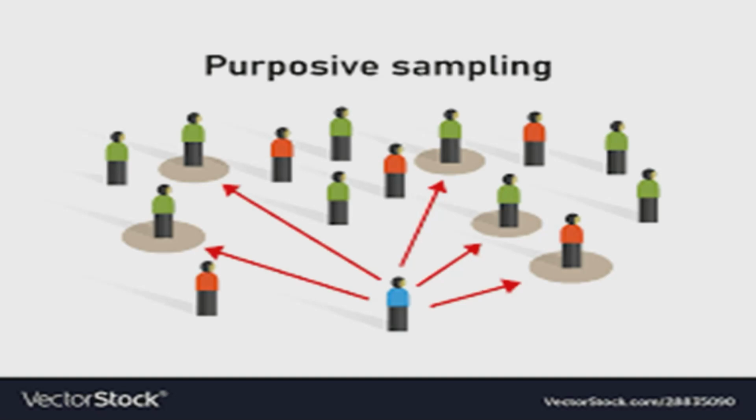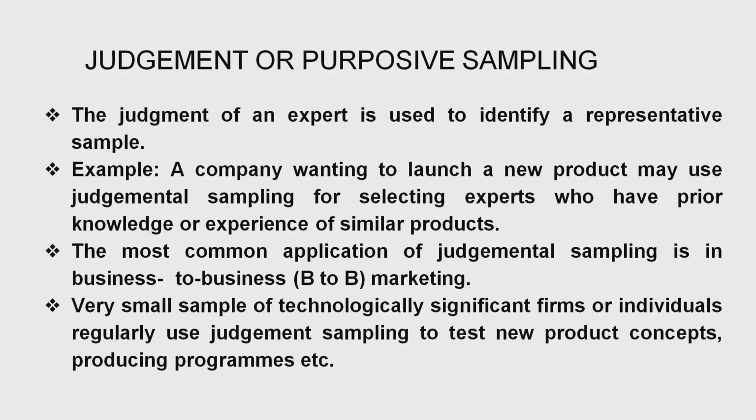The researcher standing in the blue shirt is selecting only a few people out of the total people standing here. So, why are the particular people selected for the study? The reason is the judgment of an expert is used to identify a representative sample. For example, a company wanting to launch a new product may use judgmental sampling for selecting experts who have prior knowledge or experience of similar products.